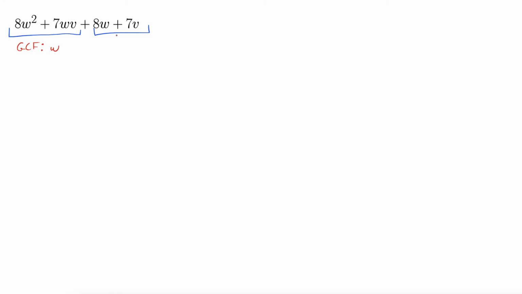Let's check out the second group of two terms. 8w plus 7v. I'm not seeing anything there. Okay, so all we can do is get a w out of the first term. What does that give? We have w times (8w plus 7v) plus (8w plus 7v). And look, these match again. So it can be helpful when you get to this point to stick some parentheses around this, because now these terms underlined in green are going to be the GCF that gets factored out.